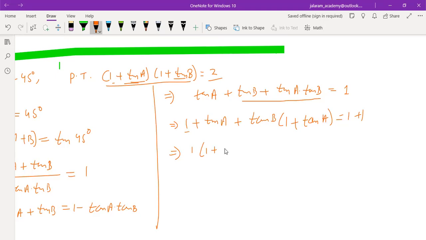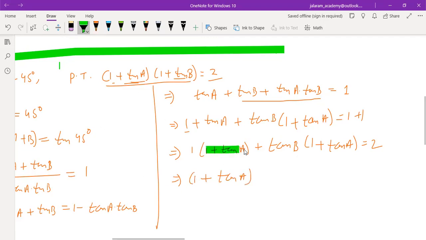When we take 1 common from the first two terms, 1 into (1 plus tan a), and tan b is common in the next two, so tan b into (1 plus tan a), which is equal to 2. Now, if you look at this, (1 plus tan a) is common in both the brackets. So when you take it common, it is (1 plus tan a) into (1 plus tan b) equals 2. Hence proved.